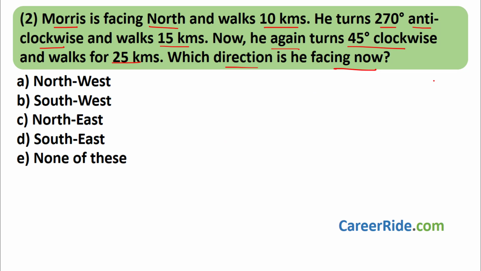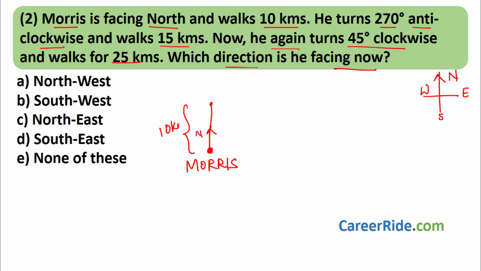Now first, what is it? Direction sum. So we will have our north, this will be south, this will be east, this will be west. Now here we have Morris, and Morris is facing north, correct? Morris faces north and walks 10 kilometers. So Morris has walked 10 kilometers, right?